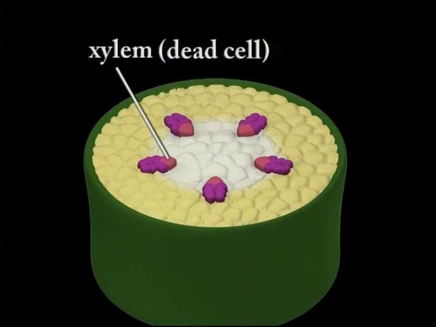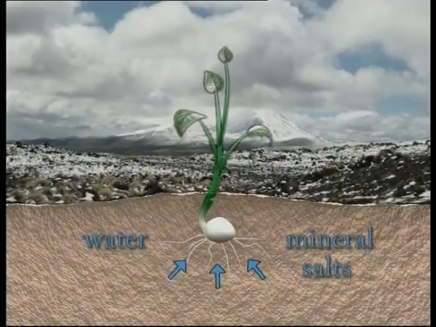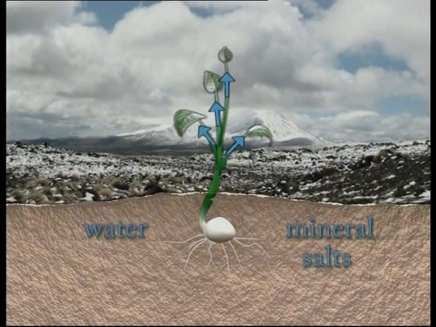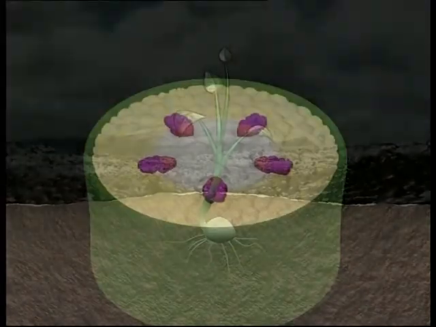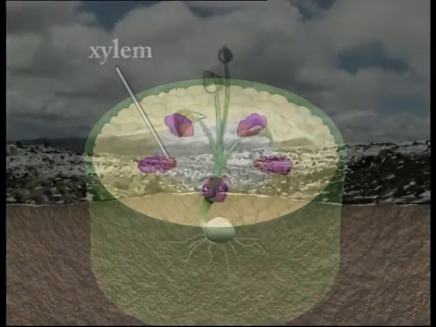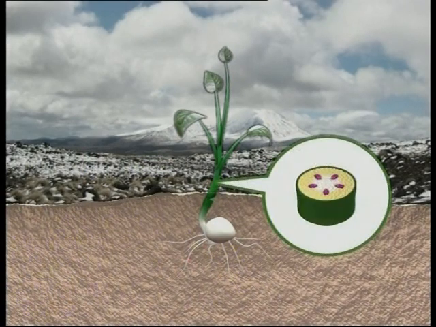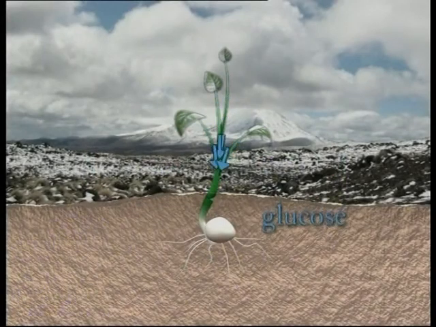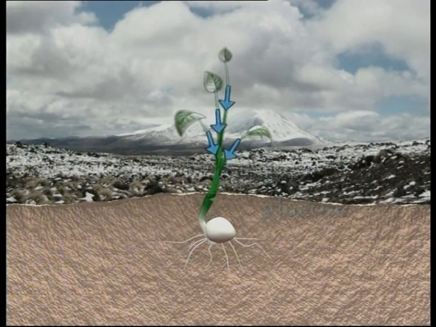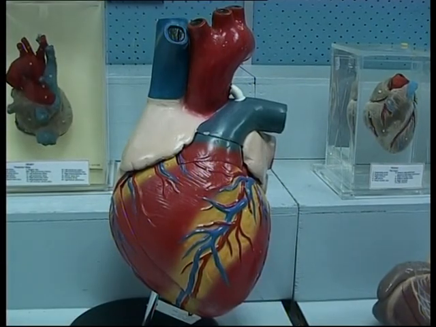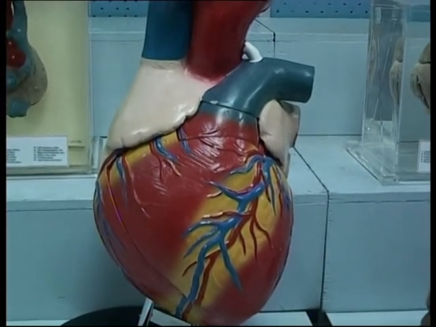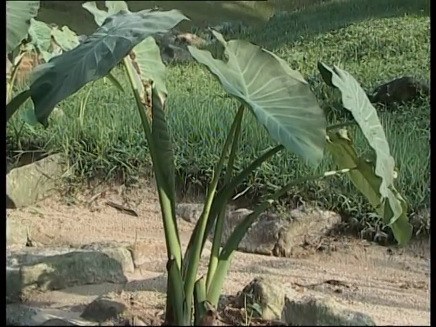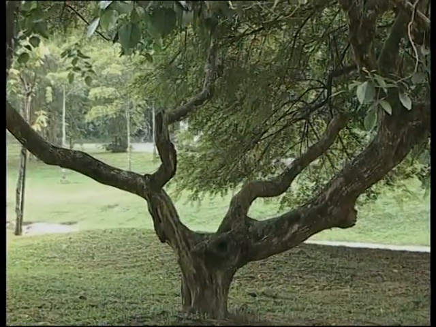The xylem is a dead cell without a nucleus. The xylem transports water and minerals from the soil through the root system up the stem to the leaves. Xylem vessels are supporting tissues for the plants and they form the woody part of the stem. Whereas phloem tubes are alive and they transport the glucose produced by the leaves during photosynthesis to all parts of the plant. If we depend on our heart as the main organ for the transport system in humans, then plants depend on the xylem and the phloem for their transport system.